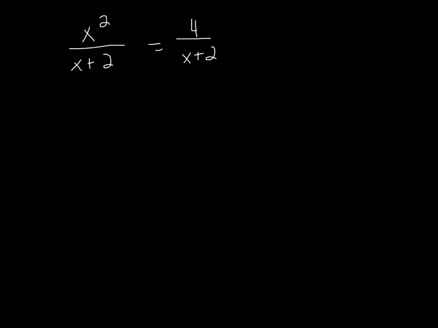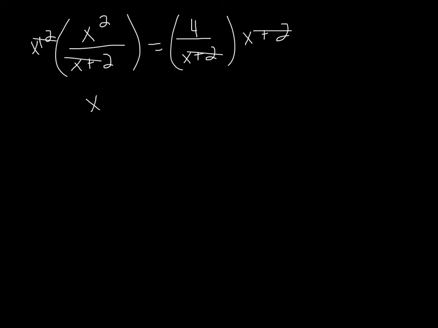Alright, next one. We have x squared over x plus 2 equals 4 over x plus 2. Makes it pretty simple. Our common denominator that we're going to multiply everything by is x plus 2 on both sides, and they're both going to cancel. So everything cancels there. You're left with x squared equals 4. And again, you can bring over the 4 if you want. Make it x squared minus 4 equals 0. Or we can just take the square root. You get x equals positive or negative 2.